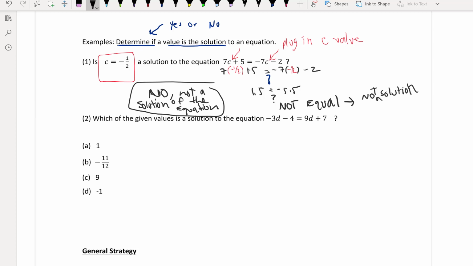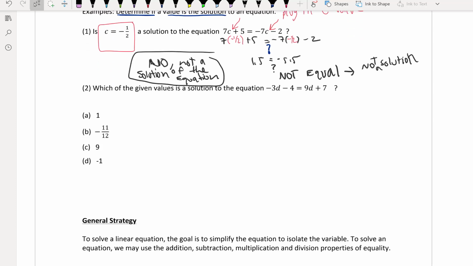So we're going to say no, not a solution of the equation. So that value c is equal to negative 1/2, when you plug it in, it means that both the sides won't equal each other. So now we want to go into the second example.